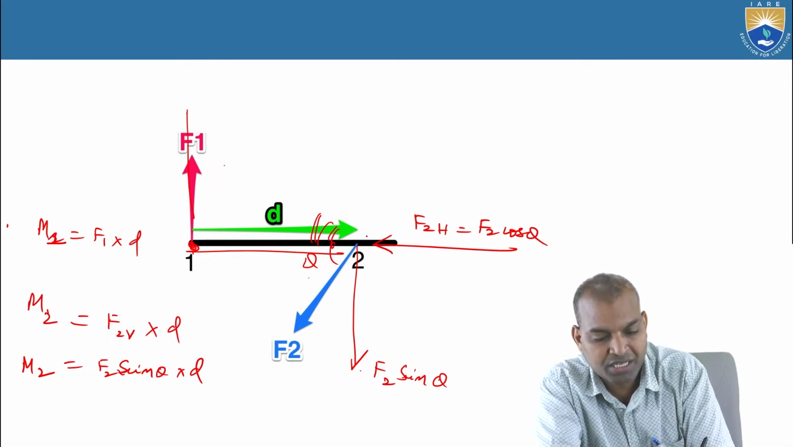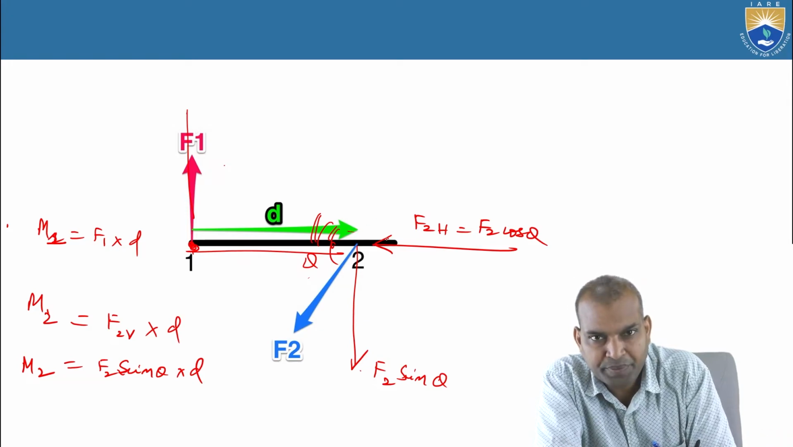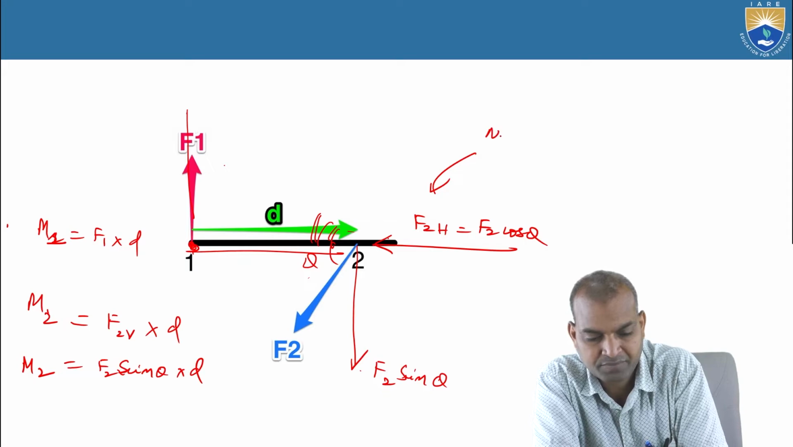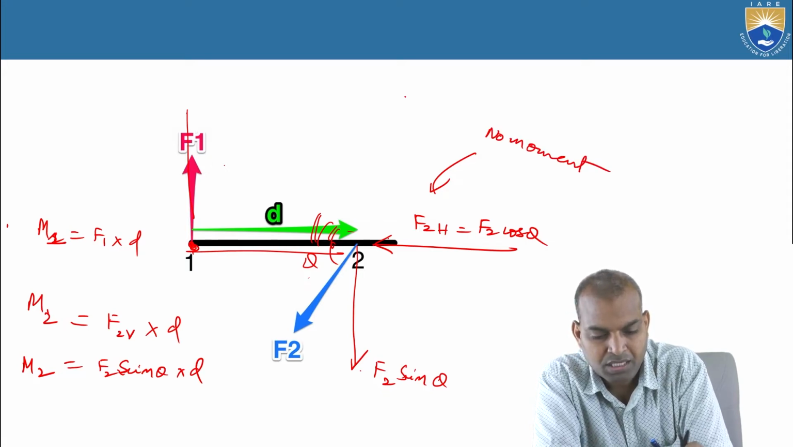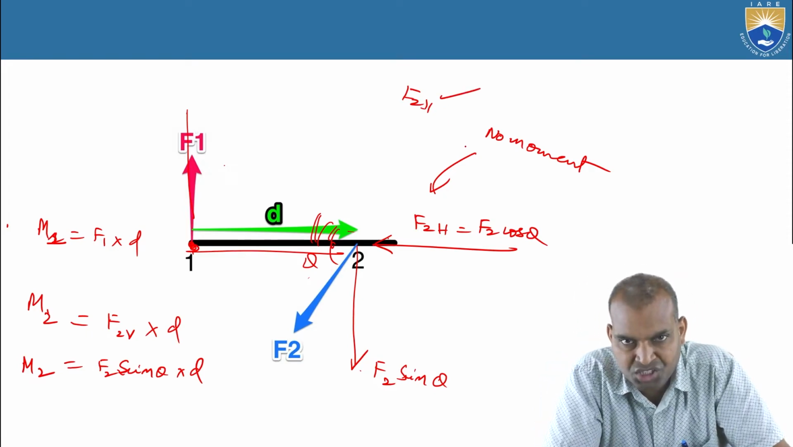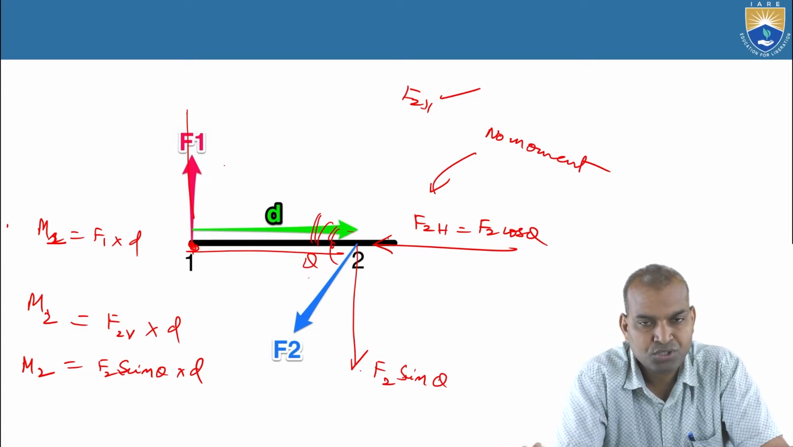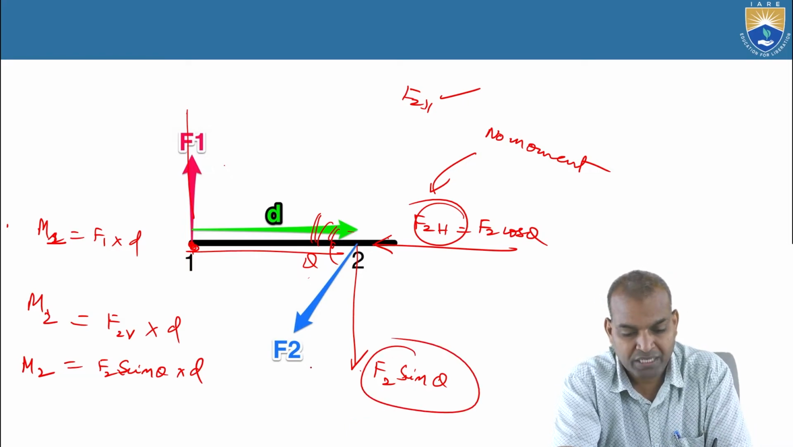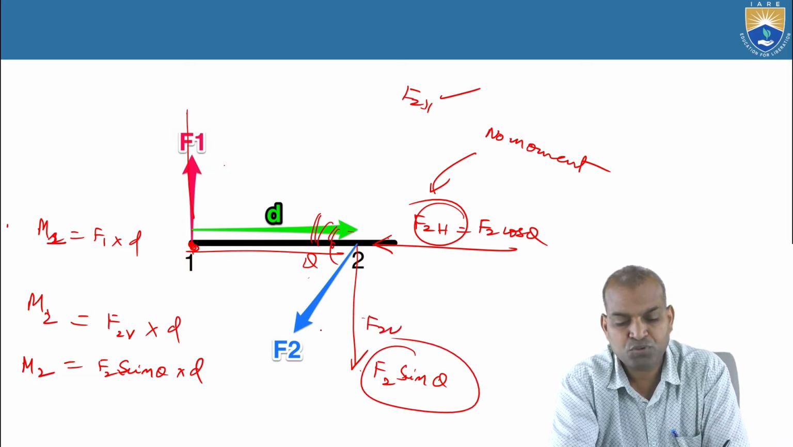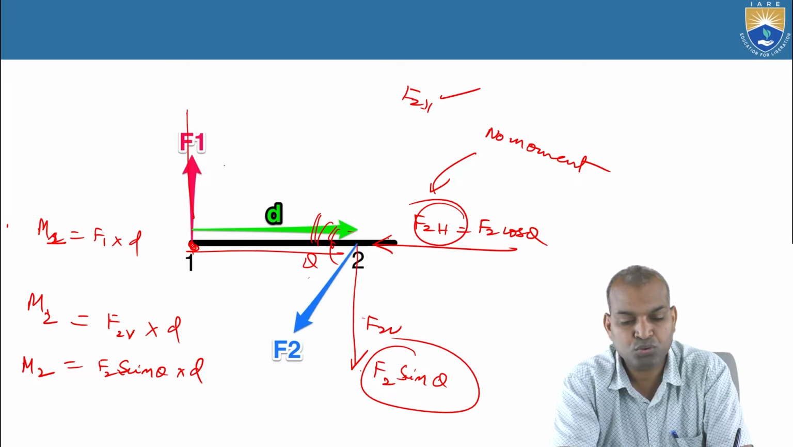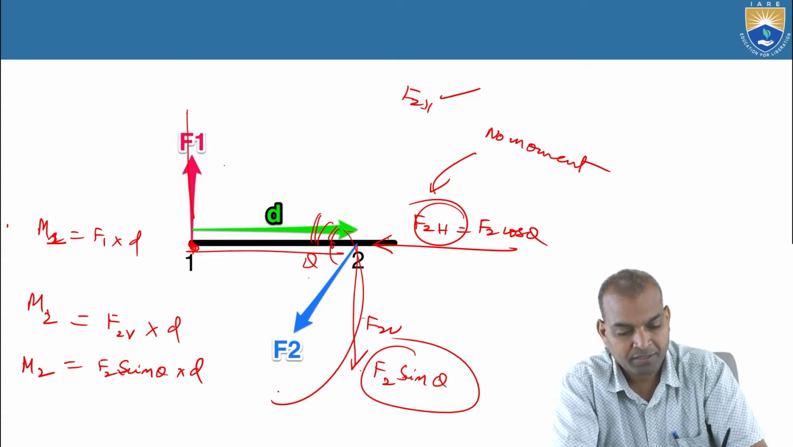So what is the perpendicular distance? For F2H, the perpendicular distance is 0, so the moment caused by F2H is 0. That means no movement. F2H gives no movement at all because the line of action passes through the point, so the perpendicular distance is zero. But there is a movement with F2V, that is F2 sine theta. This F2 sine theta causes the body to move from 1 to 2, this portion. Is it clockwise or anti-clockwise? In the clockwise direction it is moving.